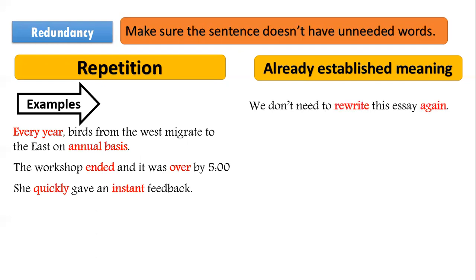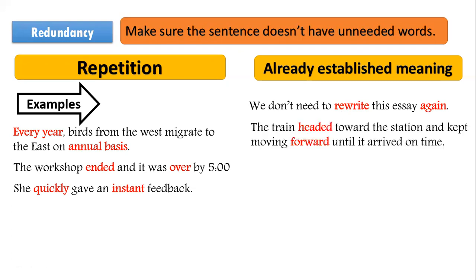We don't need to rewrite this essay again. Of course, rewrite automatically means again. So we don't need to have the word again since we have the word rewrite. The train headed toward the station and kept moving forward until it arrived on time. Of course, the word headed means moving forward. So I don't have to write the word forward.